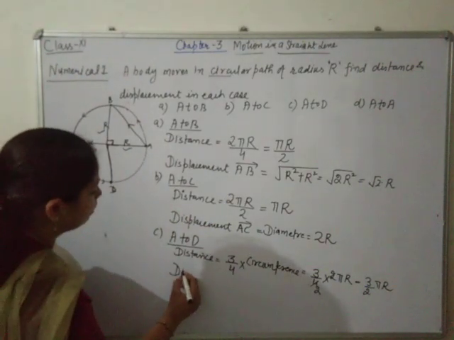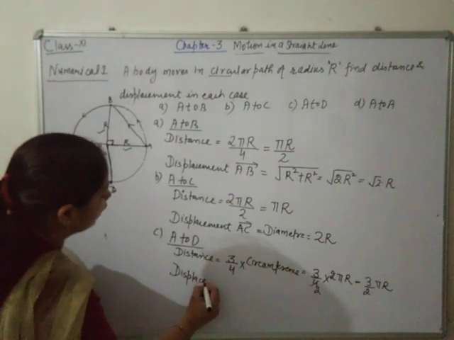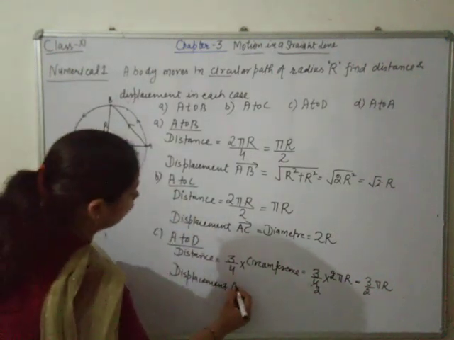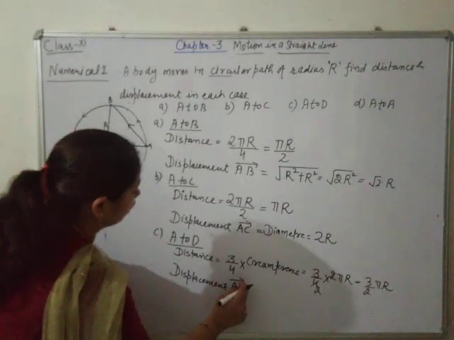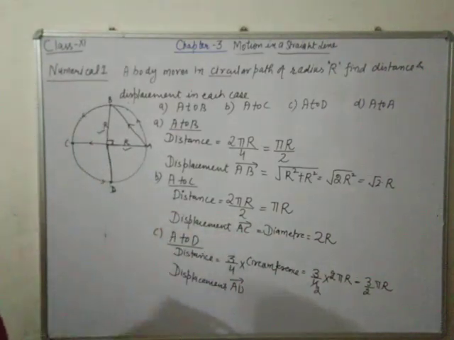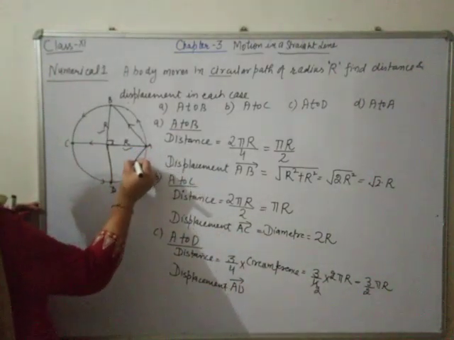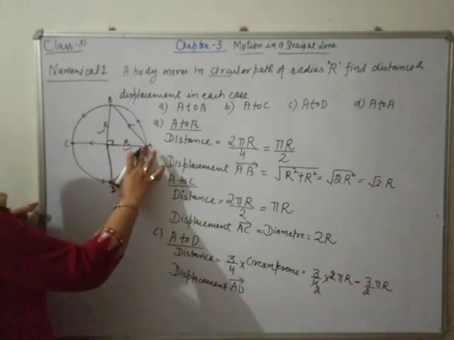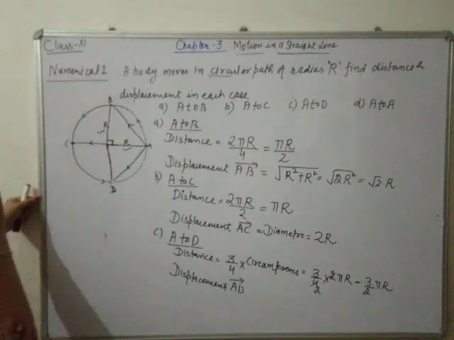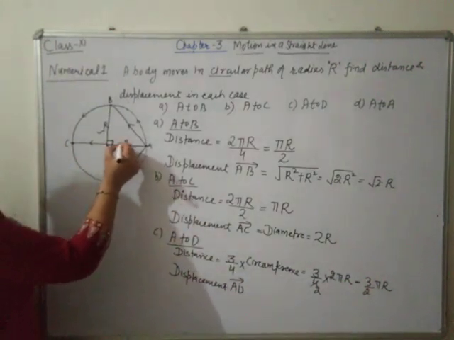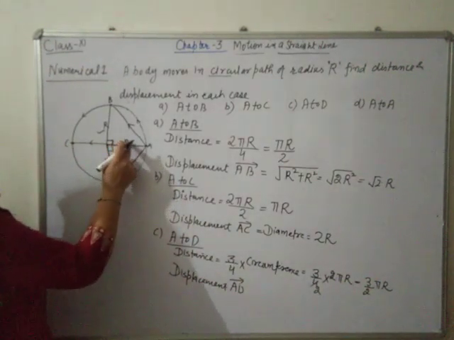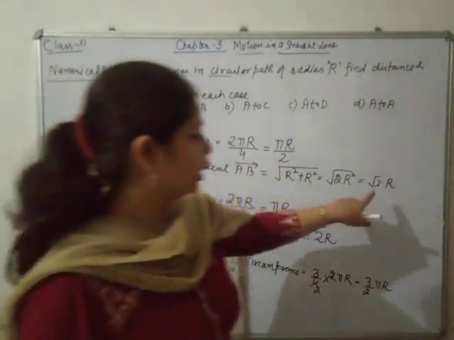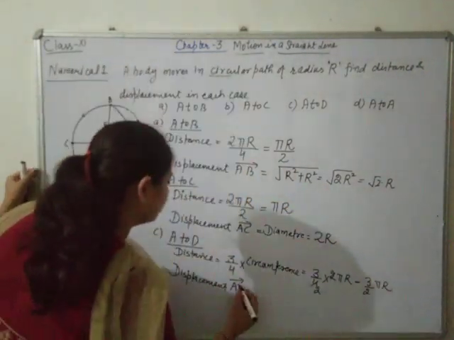What about its displacement, starting from A and finally D? It will be equal to AD. What will be displacement? Displacement will be from A to D. This. It is again the hypotenuse of a right angle triangle having sides R and R as base and perpendicular. So it is the same as this case. So it will be equal to under the root 2r.